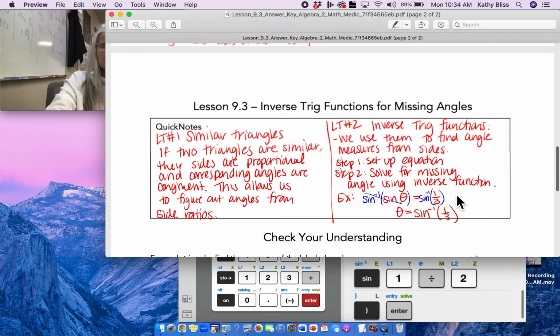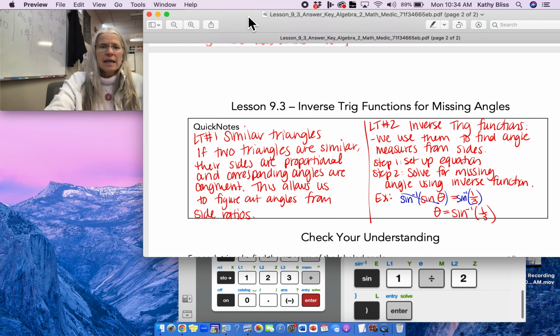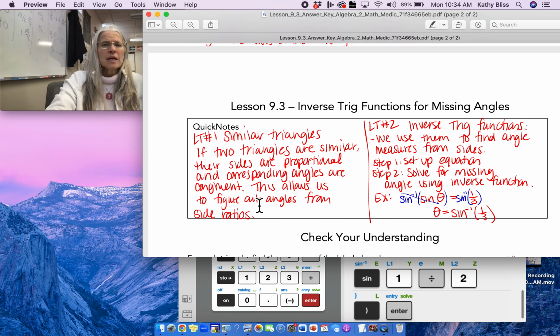First learning target was looking at similar triangles, and if two triangles are similar, their sides are proportional and corresponding angles are congruent. This allows us to figure out angles from side ratios. Okay, so you can pause the video and get that into your notes.